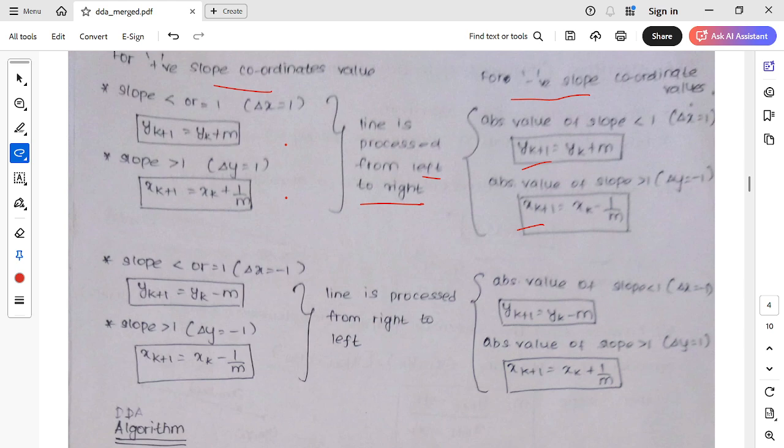Similarly, if the line is processed from right to left, for the positive slope the coordinates will be yk plus 1 equal to yk minus m, and xk plus 1 is equal to xk minus 1 by m. And if the line is processed from right to left, for the negative slope, yk plus 1 is equal to yk minus m, and xk plus 1 is equal to xk plus 1 by m.